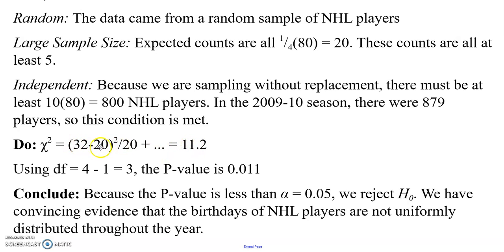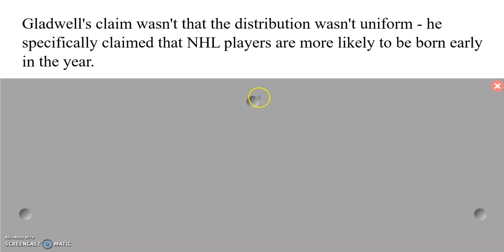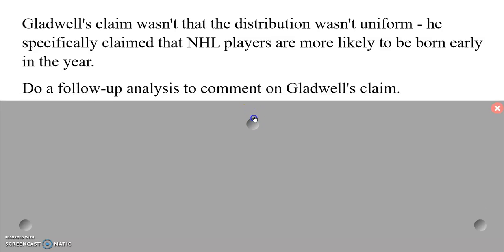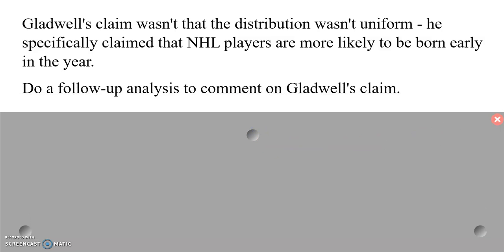One way you could write it is you could show the start of the formula and then a plus dot dot dot. And using degrees of freedom 3, we get a p-value of 0.01, which means we reject the null hypothesis. So we do have convincing evidence that the birthdays of players are not uniformly distributed. Notice though, this isn't what Gladwell's claim was, but this is where I'd stop with this problem. He said, though, that it wasn't just that it wasn't uniform. He said specifically that NHL players are more likely to be born early in the year. Now, to answer that question, we would do a follow-up analysis, and I'd like you to give that a try.